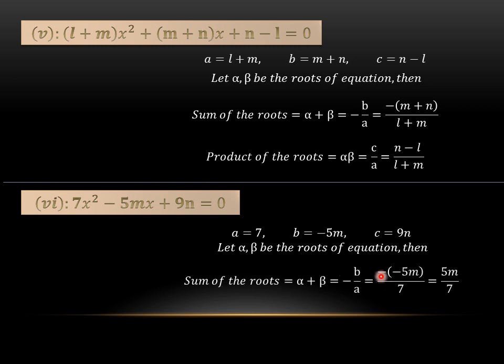So putting the values, minus into minus 5m over 7. Now here we will open the bracket because only one term is there inside the bracket. So minus minus will become plus, and we get 5m over 7. Finding the product of the roots, that is alpha beta, the formula is C over A. C is 9n, A is 7. So putting the values, 9n over 7, no need to simplify further because no further solution is possible. That is the solution of question number 1.